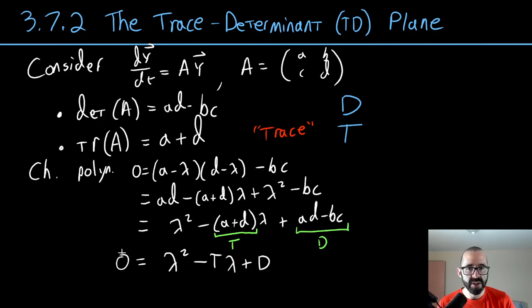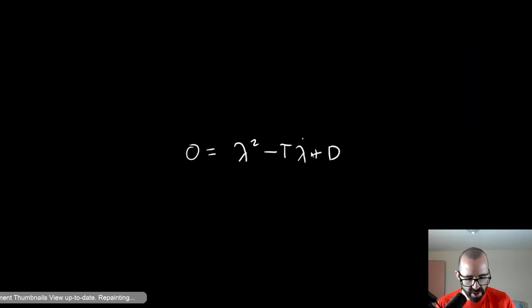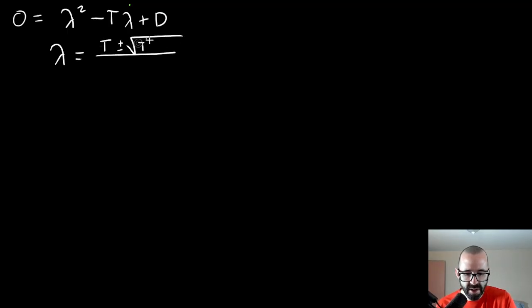So we want to know the roots of this polynomial. And of course, they're going to depend on the trace and the determinant of the matrix. So we just take this equation and use the quadratic formula, which I've been doing for years, probably. The solutions are going to be negative b, which in this case is positive T, plus or minus the square root of negative T squared, which is the same thing as positive T squared, minus 4 times a, which is 1, times D, all over 2 times a.